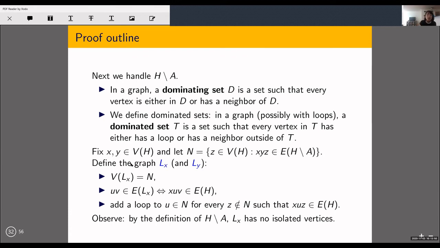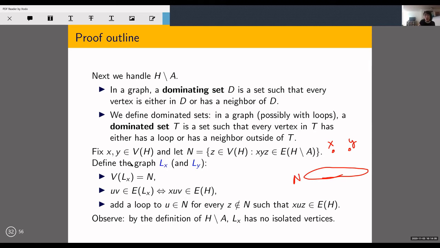And also 2 more definitions, or just 1 more, I guess. So if I have a pair of vertices X, Y in my hypergraph, I'm going to define the set N to be the subset of vertices U such that X, Y, and this vertex U are contained in an edge in this H minus A. And then I define 2 graphs, the link graph of X and the link graph of Y, on the set N.